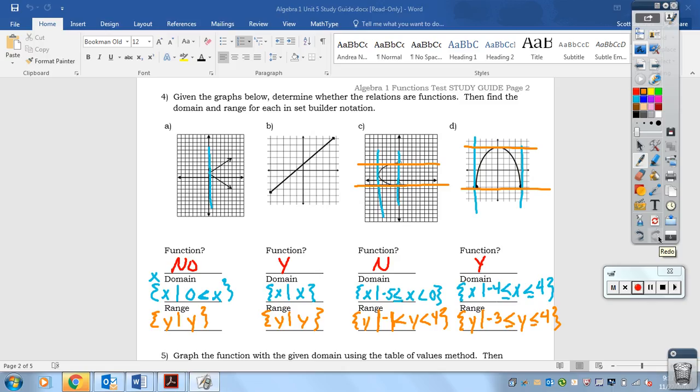That's one of the restrictions on domain and range. Remember, domain is left to right. Range is low to high. We always eat to our right in all of the cases.